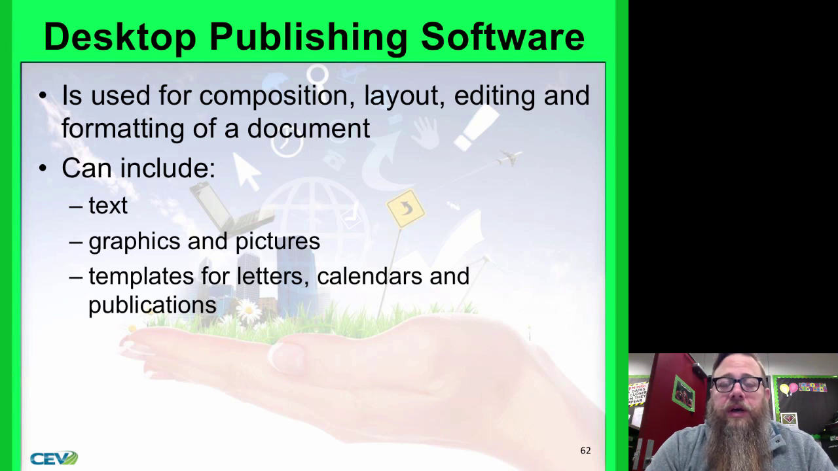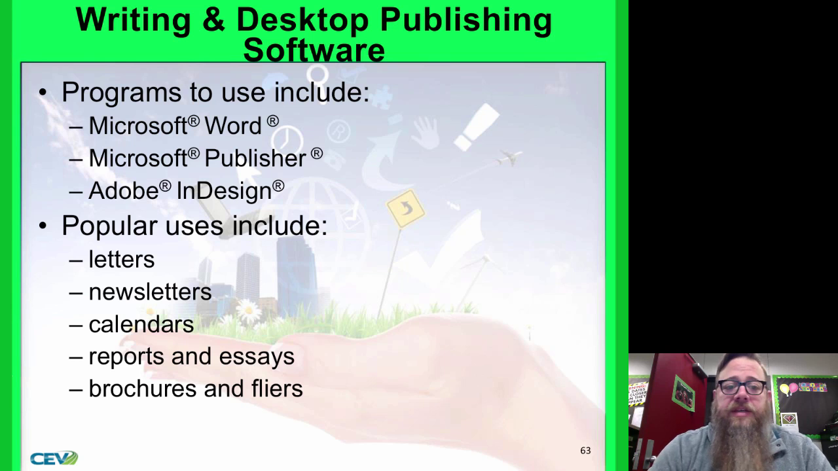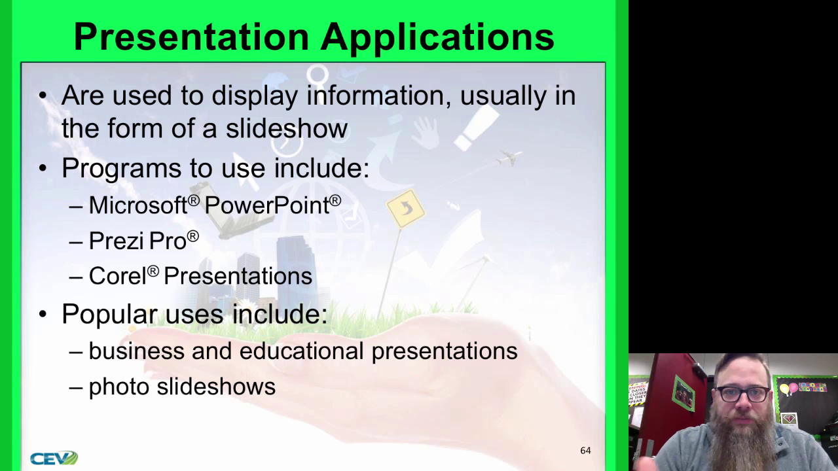real world. So the first thing that we've got to look at is desktop publishing software, and a lot of times this is presentation software. So it's used for composition, layout, editing, formatting of a document, and this can include text, graphic pictures, templates for letters, calendars, and publications. So here's some of the common software titles that fall into this category: Word, Publisher, Adobe InDesign. So let me back up a little bit and say this isn't presentation software. This is publishing software. This is the kind of software that's used to make letters, newsletters, calendars, reports, essays, brochures, and flyers.